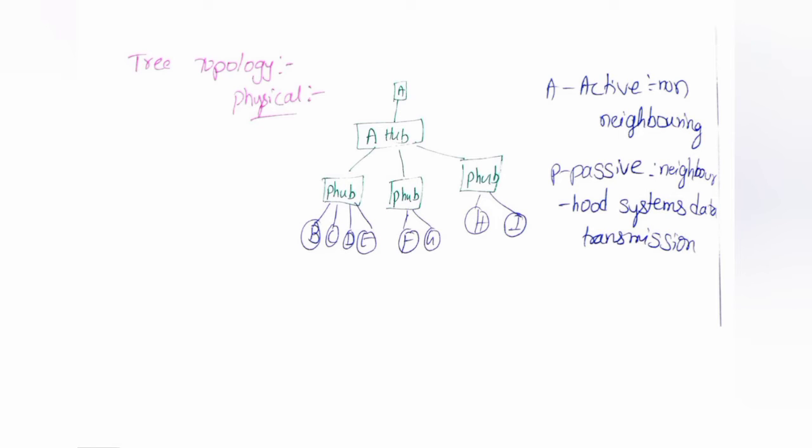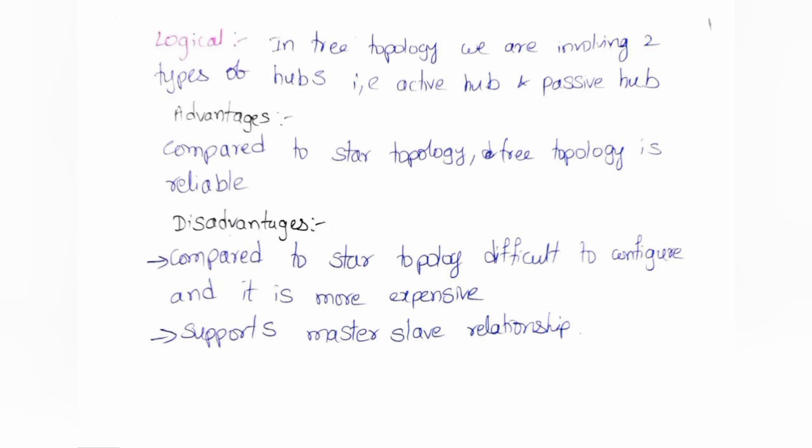Similarly, if device B wants to communicate with device H, then it will transmit the data to the passive hub, and then the passive hub will send the data to the active hub. Then the active hub will transmit the data to the passive hub of H and then to H. In this manner the communication takes place between the devices in tree topologies. So it is supporting a master-slave relationship.